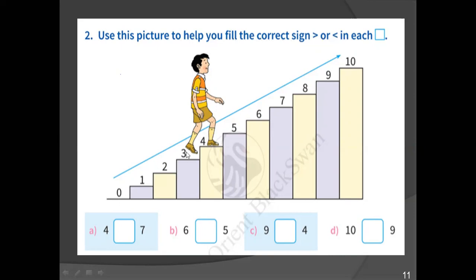Okay, see, the way he is going is greater, right? The way he is climbing up is greater. 0 is lesser than 1, like 0, 1, 2, 3, 4, 5, 6, 7, 8, 9 and 10. Now we will compare the numbers and put the signs. From this, we have to see which is greater and which is smaller.